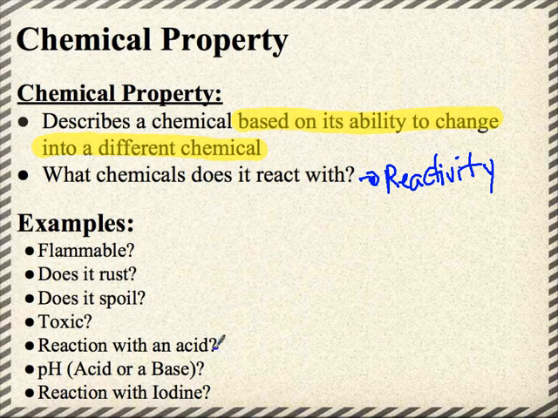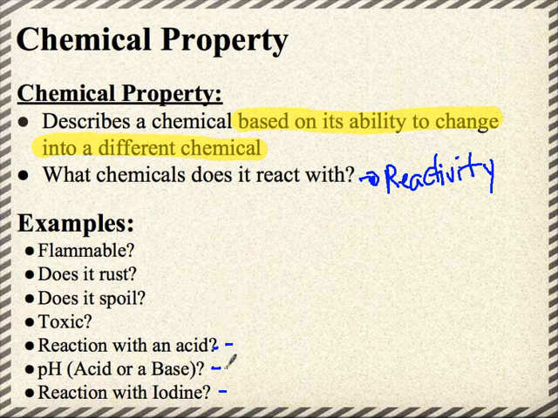Other things, which we're going to be talking about later on, you might not have had to deal with: how does it react with an acid? That tells us a lot. What is its pH? Is it an acid or a base? On the next few slides, I'll talk a little bit more about that. And then how does it react with iodine? All of these things, if I were to do some tests, and in the labs that you're going to be doing this week, you're going to be doing some of this to identify certain chemicals or certain matter.